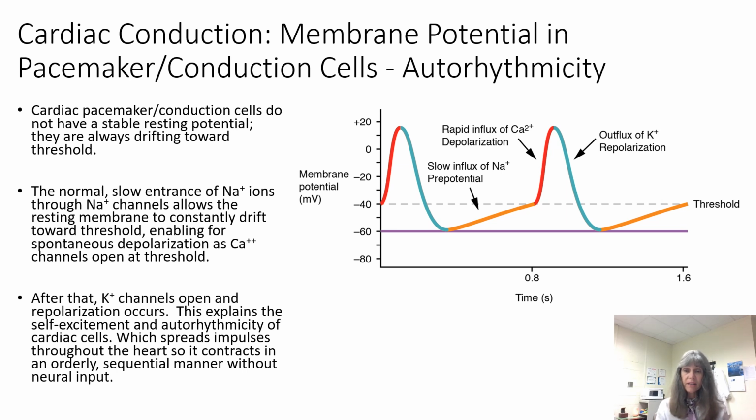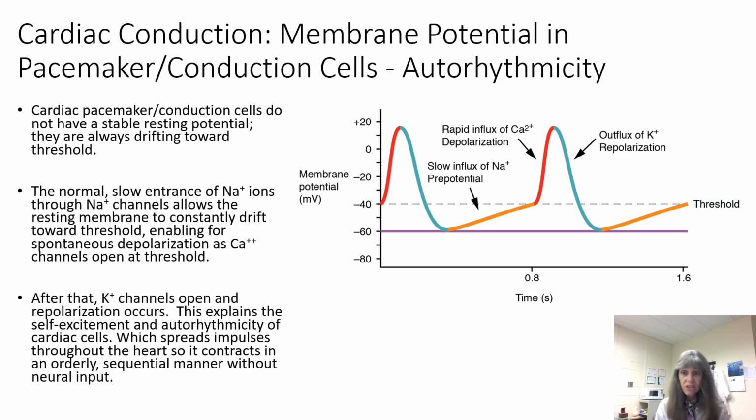And with that slow influx of sodium, we call that the prepotential. Once we hit negative 40 millivolts, we've reached threshold, at which point calcium voltage-gated channels open, allowing depolarization to occur because of that rapid influx of calcium. And books will vary on the values of these membranes. Some books say that the depolarization of cardiac conduction cells will go all the way up to 0, or some go even beyond that to 12 or 15 millivolts.